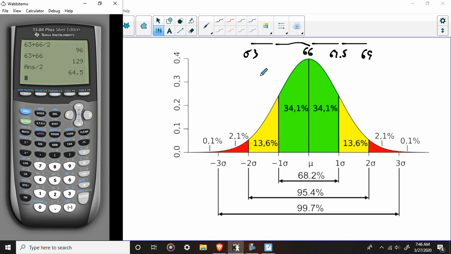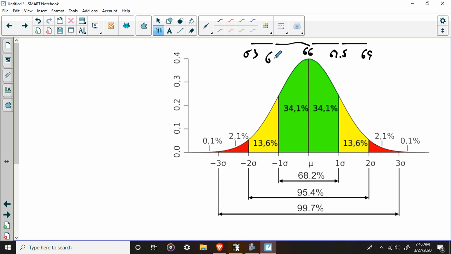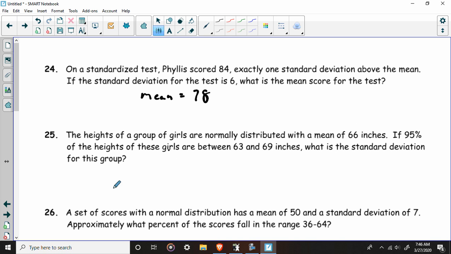So if you want to find the numbers, that's fine, but they didn't ask for the actual numbers. They want to know, hey, what's the standard deviation? And what that means is, how do I get from each of these numbers to the next? And what is it that's being added? Adding 1.5, adding 1.5. So when they asked what the standard deviation is for this group, we're going to say the standard deviation is equal to 1.5 inches.